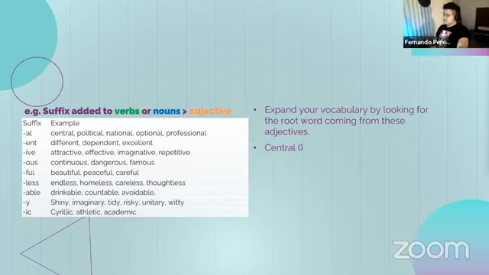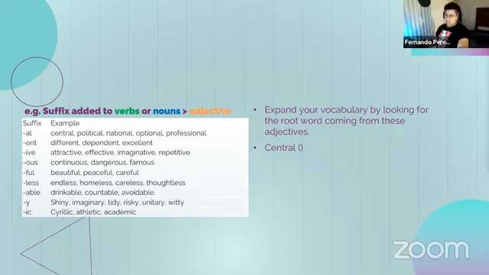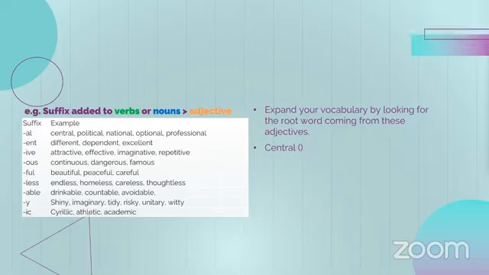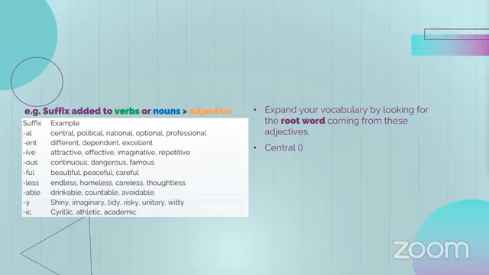Who can tell me the root word for the word central? Is it an adjective? The root word, which is the word without the suffix. Yes, I get it.